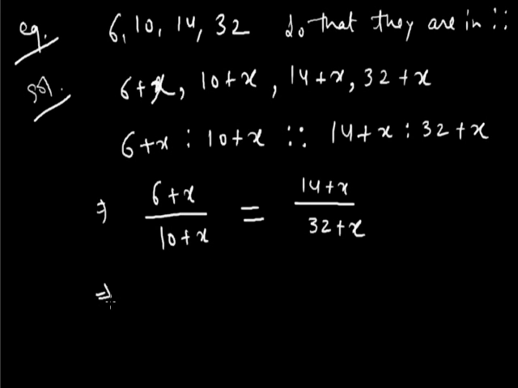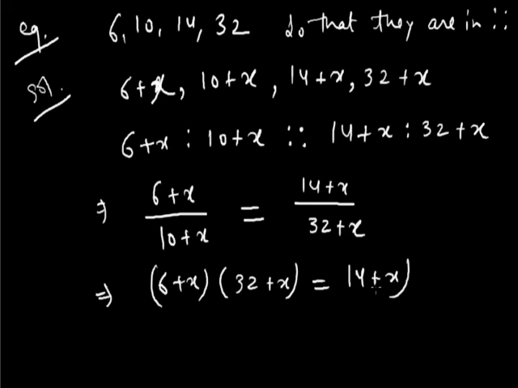Now using the concept of cross multiplication, I can say that 6 plus x multiplied by 32 plus x is equal to 14 plus x multiplied by 10 plus x.